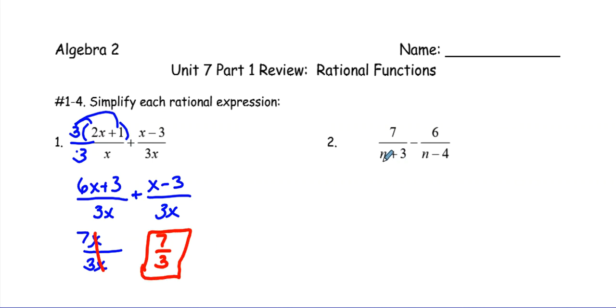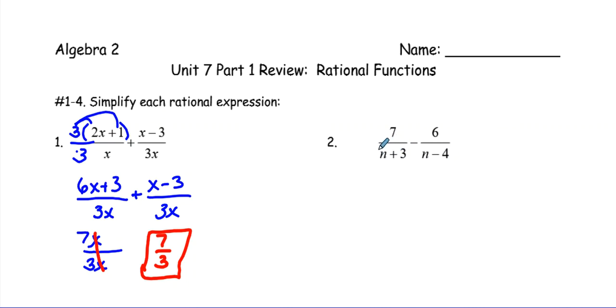In the next one I have two different denominators, n plus 3 and n minus 4. Because of the plus and the minus in here, I can't do something simple like I did before where I just had the 3. I can't subtract 4 or add 3. That's just not going to work. These are completely different denominators.